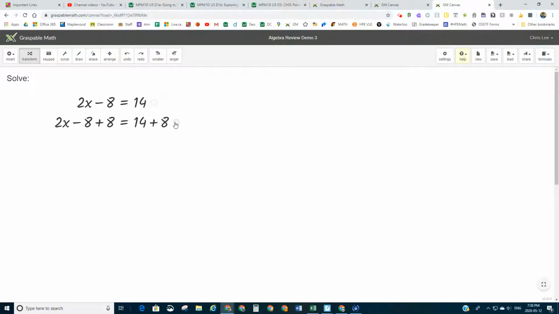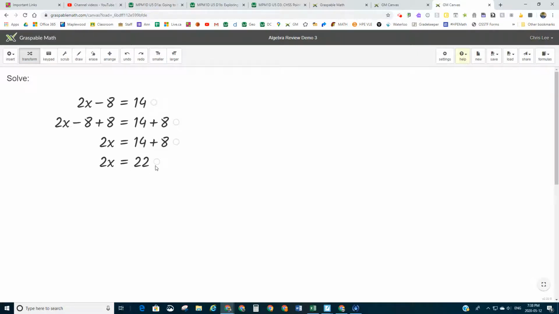Again, I'm going to reveal this next step. Now, negative 8 plus 8, of course, is going to be 0. And that's the operation I anticipated, because that's why I added 8, was to get rid of that 8. On the right-hand side, then, I have to do 14 plus 8 is 22.